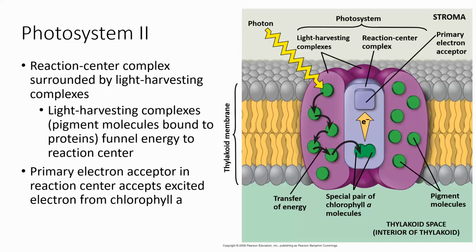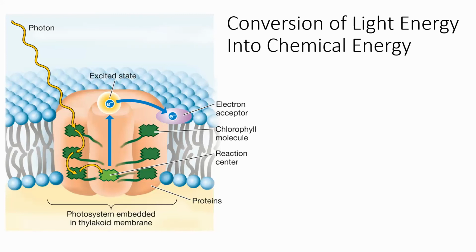So all of this is happening in the thylakoid membrane, and what's going to happen is at the very end of this, you have a very special pair of chlorophyll molecules who receive all the energy that's being absorbed by this light harvesting complex, and that excites one of their electrons, and it's in an excited state, and it is then given to this molecule, which is the primary electron acceptor. It's going to accept that electron, and then it's going to go into an electron transport chain.